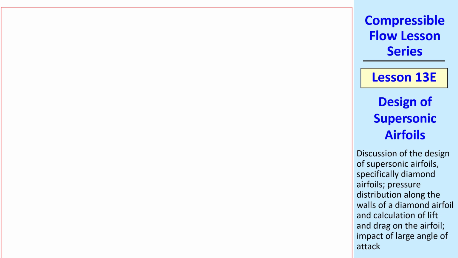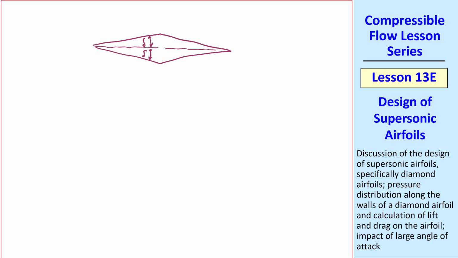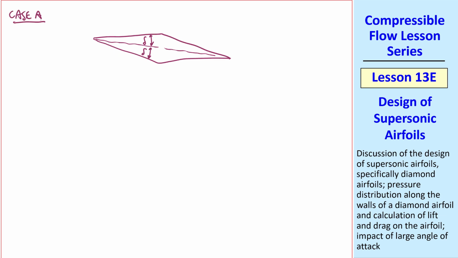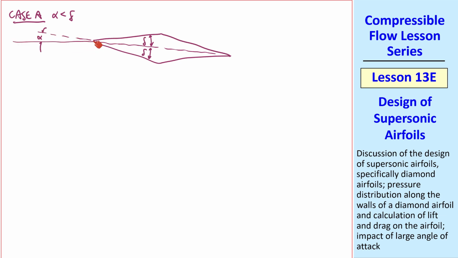Now let's discuss different angles of attack for this diamond airfoil. I'll resketch a diamond airfoil with delta as the half angle of the diamond shape, and we'll consider 3 different angles of attack. Case A will be when alpha, the angle of attack, is less than delta, as I sketch here. And you can see that there's a slight increase in wall angle, if you think of this as a wall, from the free stream to this leading part of the airfoil. Thus we get an oblique shock from 1 to 2, and then our expansion fan from 2 to 3, followed by another oblique shock from 3 to 4.